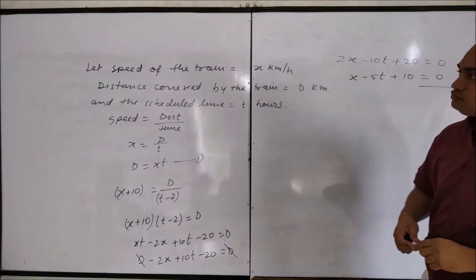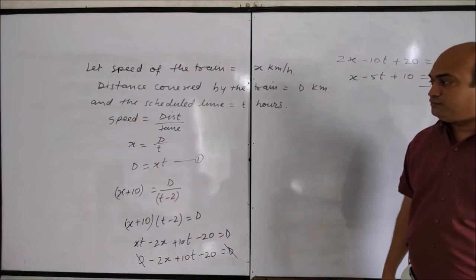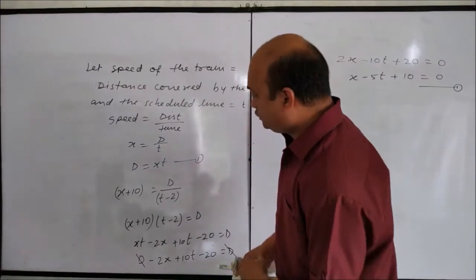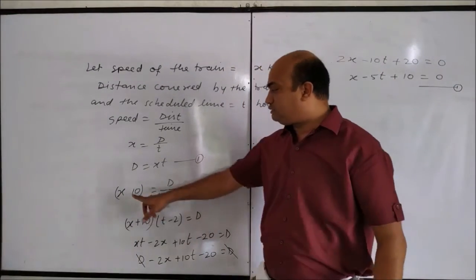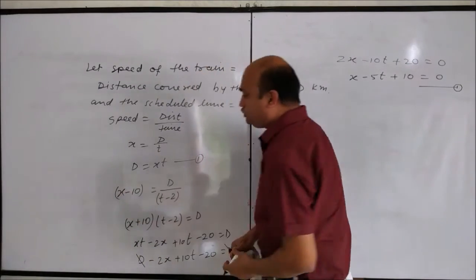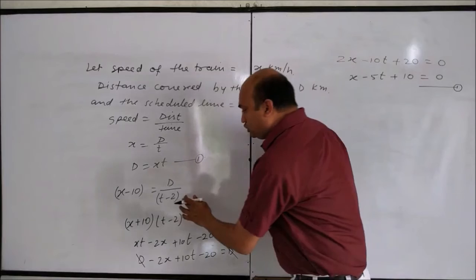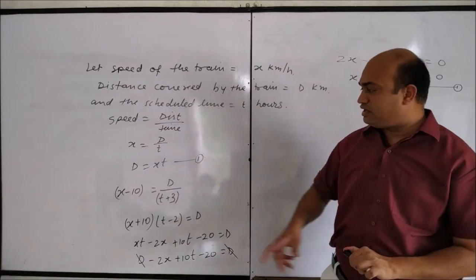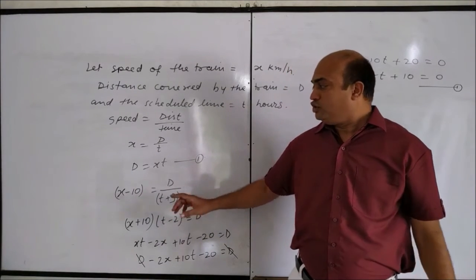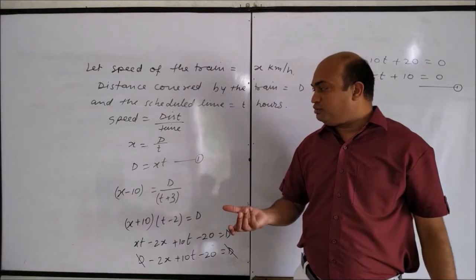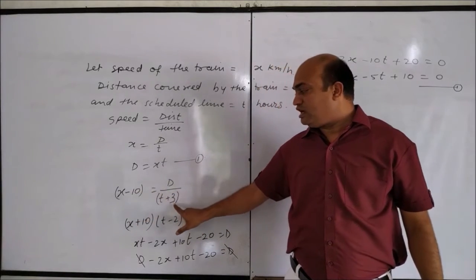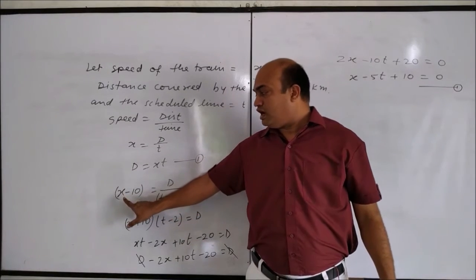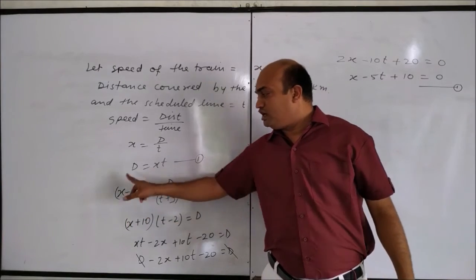This is equation number 1. Now the question says, if the speed of the train is reduced by 10 km per hour, then the new speed will be x minus 10 km per hour. Then the train requires 3 hours more than the scheduled time. Then the time will become t plus 3 hours. You see, if we reduce the speed of the train by 10 km per hour, then time required to travel the same distance becomes t plus 3 hours. Therefore, again by speed equal to distance upon time, we get this equation.